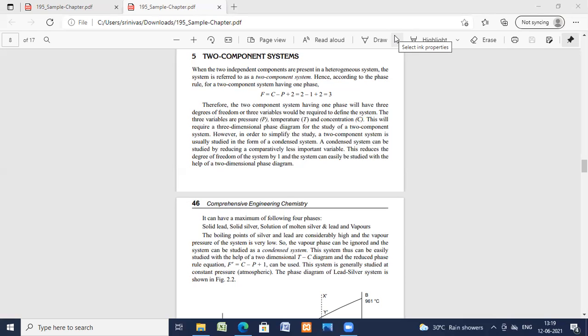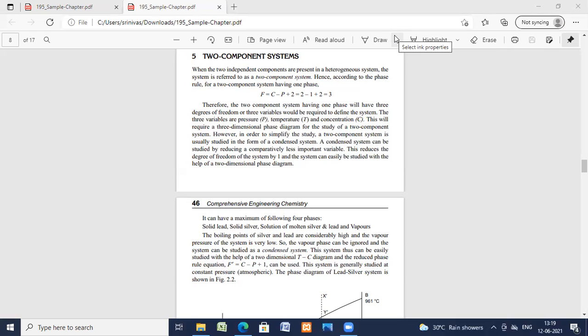Sulfur system we will take. The sulfur system has four phases: monoclinic, rhombic, plastic, vapor. But all four phases have the same composition, that is S, sulfur. C is equal to 1, P is equal to 4. We'll take one more example for components.